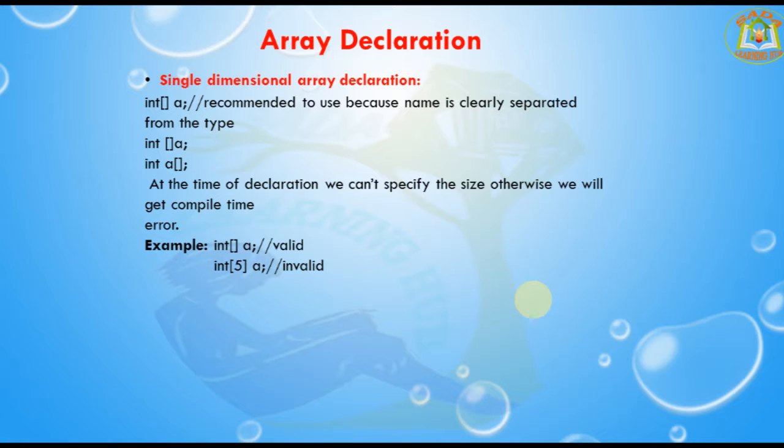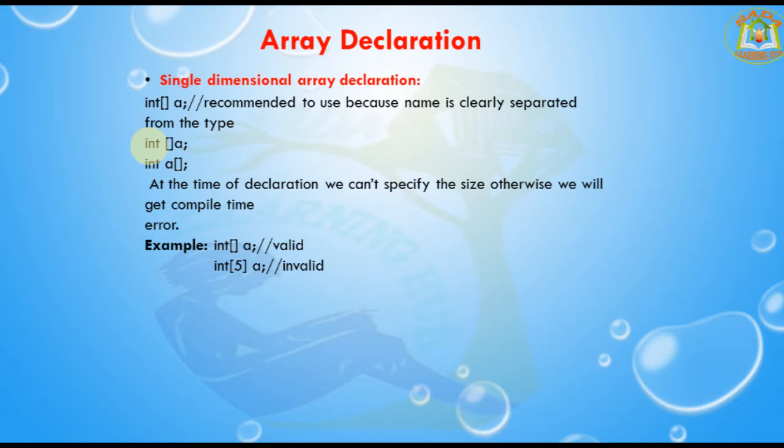Next, we are going to discuss array declaration. How to declare a single dimensional array. See this here, int[] a; This is one type of declaration of a single dimensional array. It is recommended to use because the name is clearly separated from the type. See, this is int, the integer data type. a is a variable name. It holds the integer values.